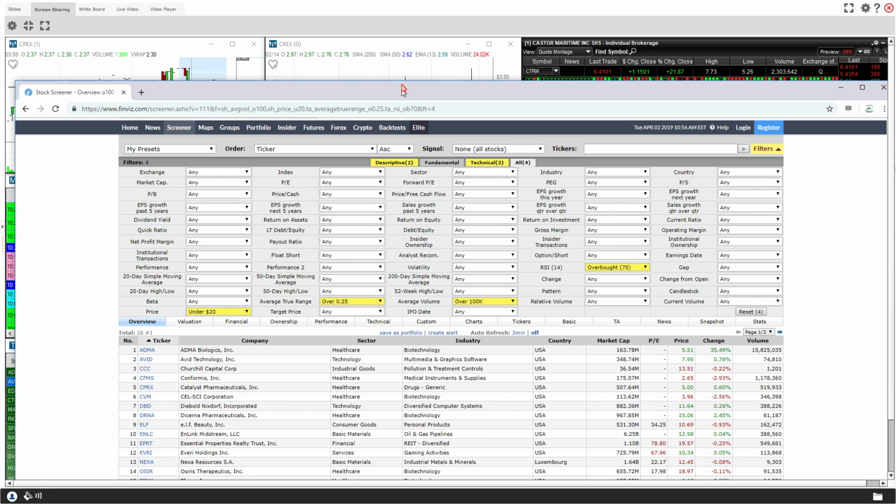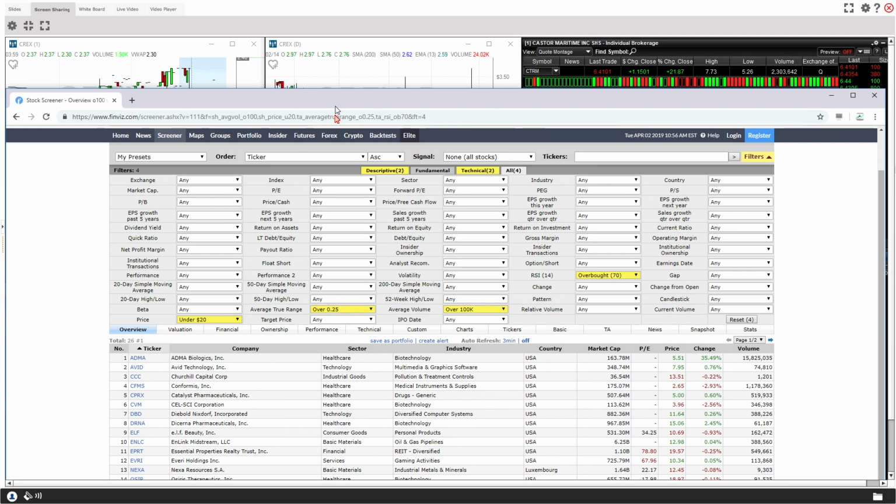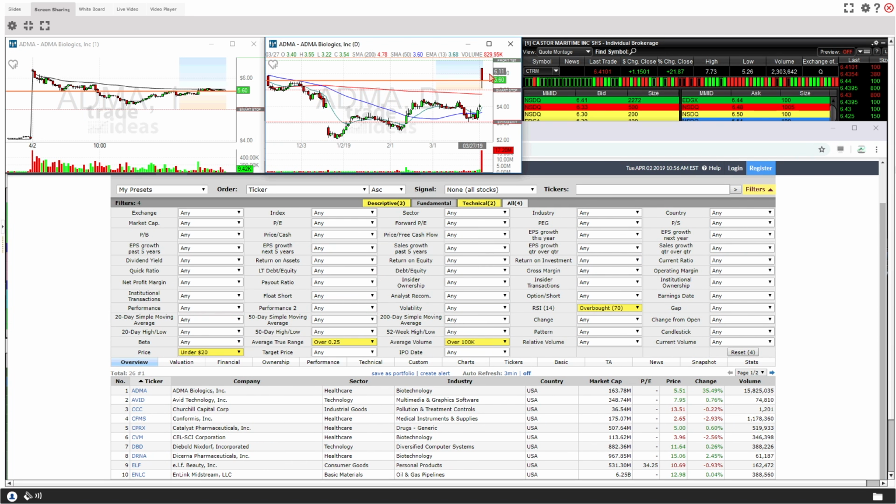Now, as you can see, we have over 26 stocks right here, right? Now, let's go through some of them, and let's just go through some of these top ones. ADMA. Yeah, that looks like a pretty good short right now, right?